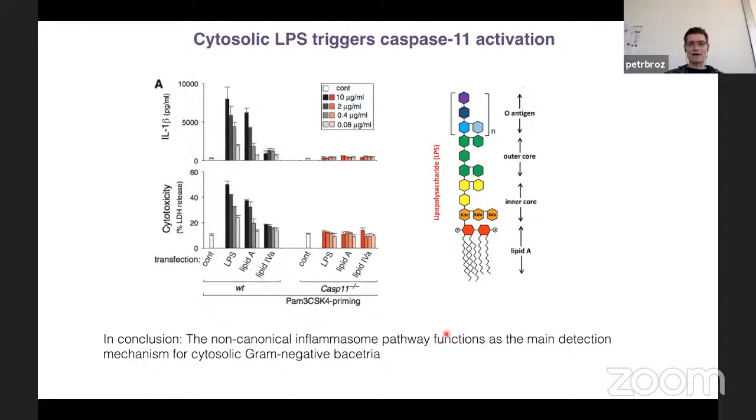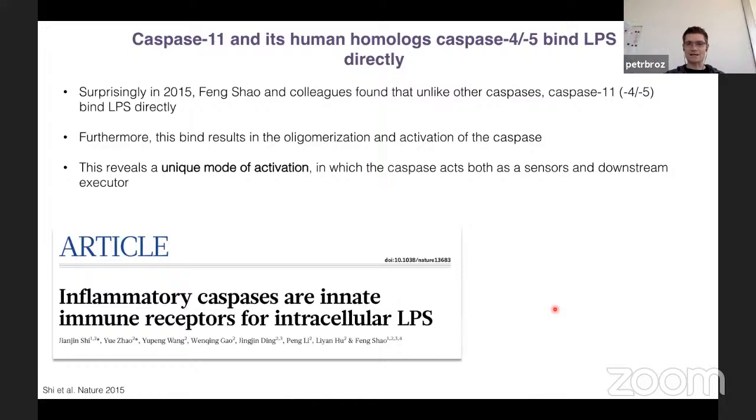Now, having shown that, of course, the question that arose from those publications was if there is a dedicated LPS sensor that would be binding LPS and activating caspase 11, as it's found for the canonical inflammasome pathways. Now, a very interesting publication in 2015 showed that is actually not the case. So this was from Feng Shao's lab, in this paper in Nature, that showed that inflammatory caspases are themselves innate immune receptors for intracellular LPS.